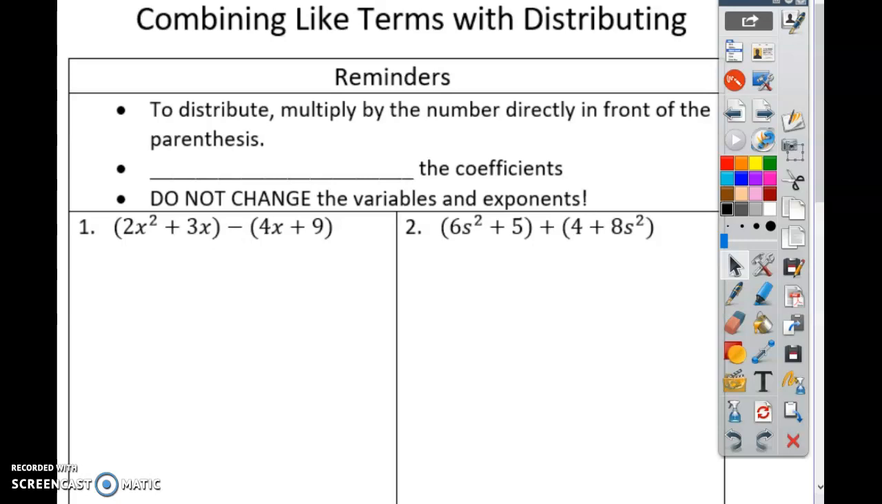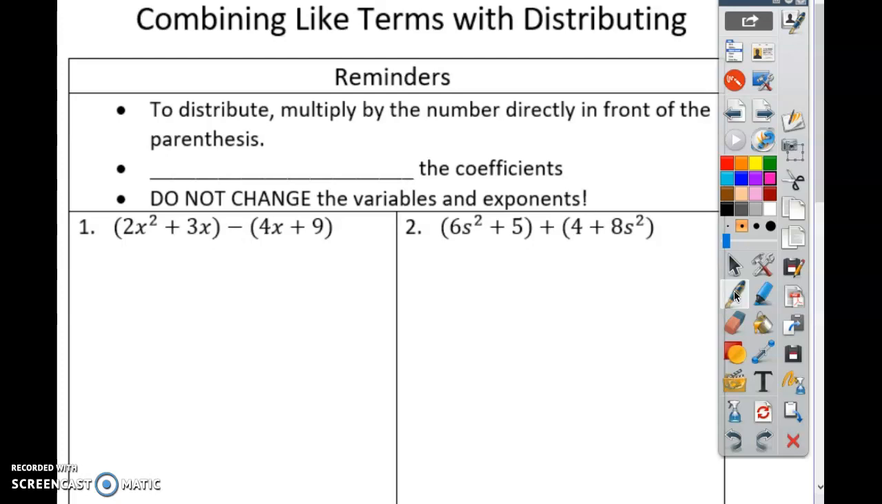Okay, today we're going to continue what we were doing yesterday. We're going to combine like terms, las cosas que se parecen. But there's going to be some distributing. So before we can combine, we have to distribute because I see parentheses all over this page.